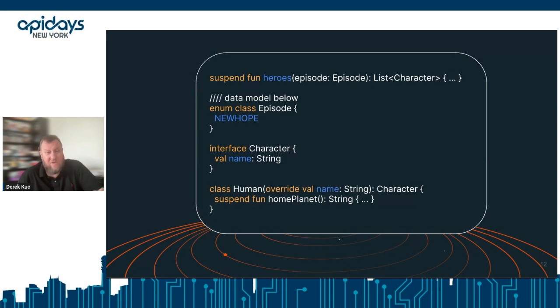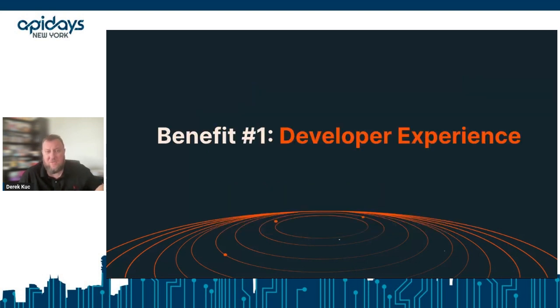So characters an interface, and we get an implementation down there with a human, right? So this is actually very easy to model, very easy to understand, and this brings me to the first benefit of using the idiomatic code first, which is the developer experience.